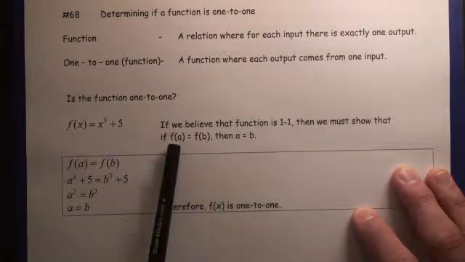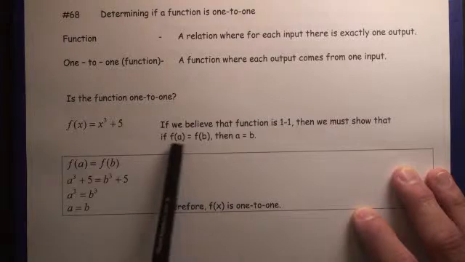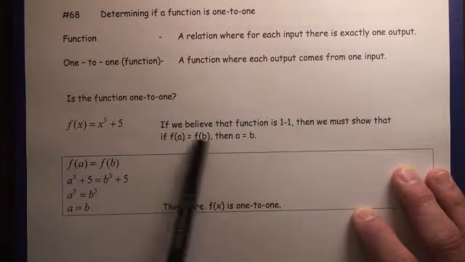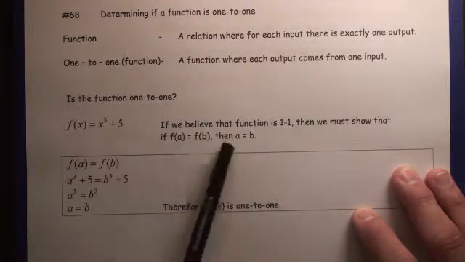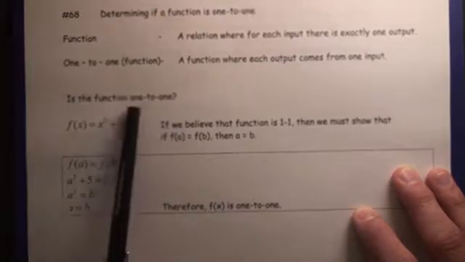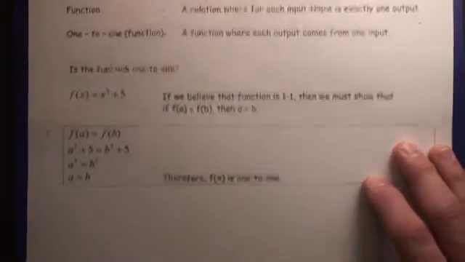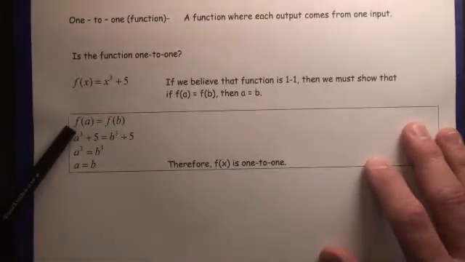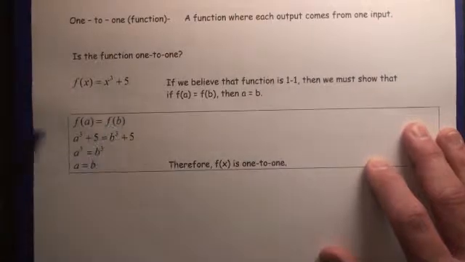In other words, we're going to say, okay, let's say these two outputs are the same and the inputs were different. Let's just say A and B are possibly different. All right? Well, if we can come to the conclusion that A and B are not different, then we have now shown that the function is one-to-one. So we're going to start off by saying, okay, let's assume f of A equals f of B.